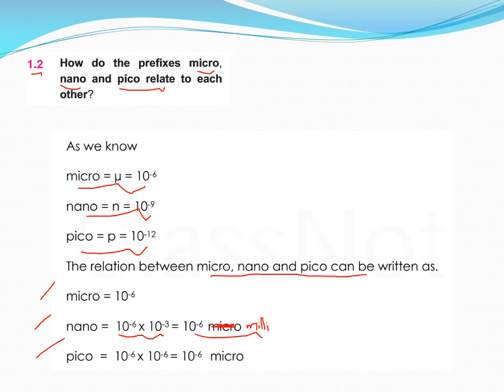Similarly, pico is 10 to the power -12, as you saw here. So 10 to the power -12 is broken down into 10 to the power -6 times 10 to the power -6, and one 10 to the power -6 is retained here, and the second 10 to the power -6 is actually micro. So in this way we can have a relationship between micro, nano and pico.